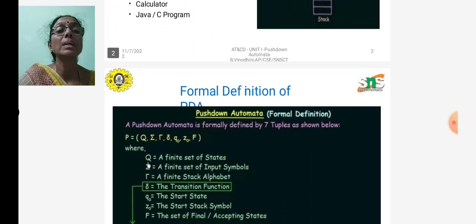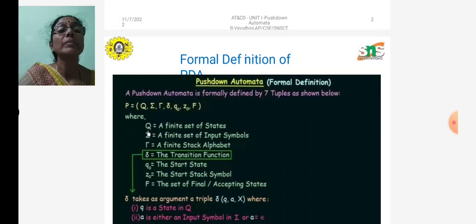Already we know the definition of the pushdown automata. It contains 7 tuples: Q, the set of states; the input symbols; and the finite stack alphabet, called the tau symbol or uppercase gamma; and the transitions; q naught is the starting state of the automata; z naught is the starting symbol in the stack; and F is the finite set of final states. So the pushdown automata contains 7 tuples.